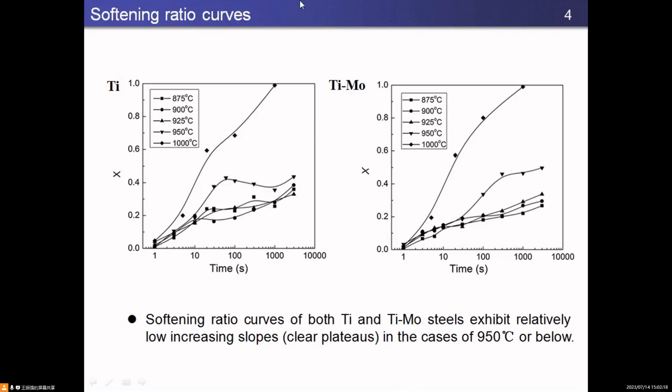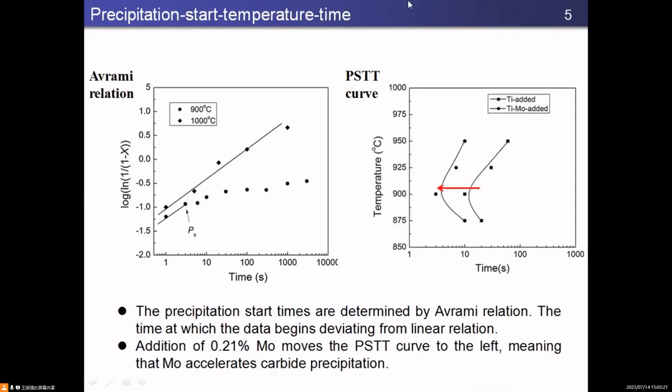We use the RME relation to determine the start time of the precipitation. The time at which the relation deviates from the linear relation is defined as the start of precipitation. So we get the precipitation start time curves. We can see that the addition of 0.2% moly moves the PTT curve to the left, meaning that moly can accelerate the carbide precipitation.